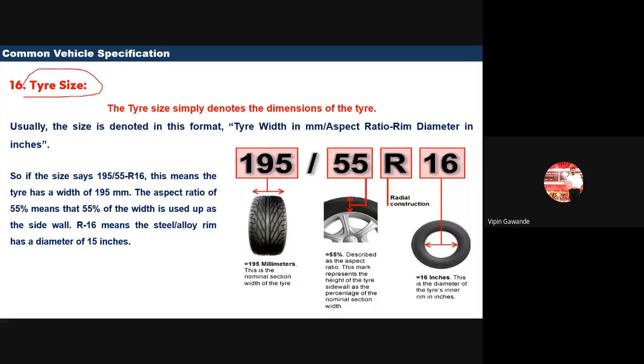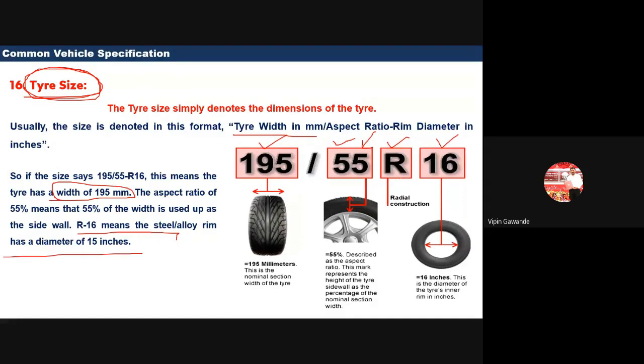Now the next one is the tire size. Tire size we also have to check. It is given in a format in the specification chart, in the form of 195/55 R16. Now what is this 195? 195 denotes the tire width. 55 denotes the aspect ratio. And this 16 denotes the rim diameter. R is for the rim.